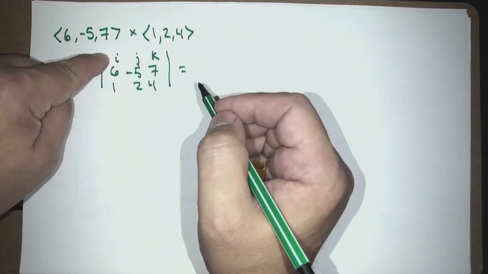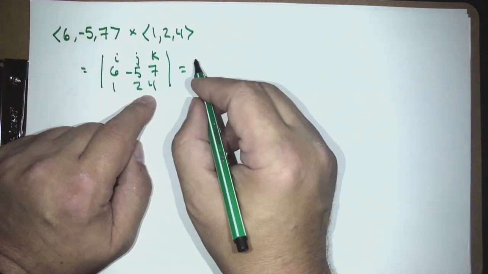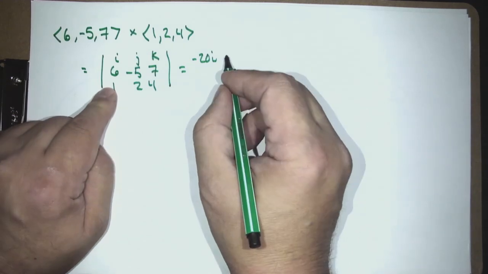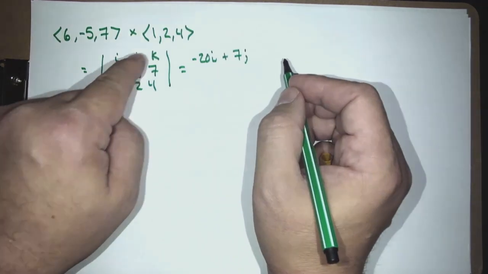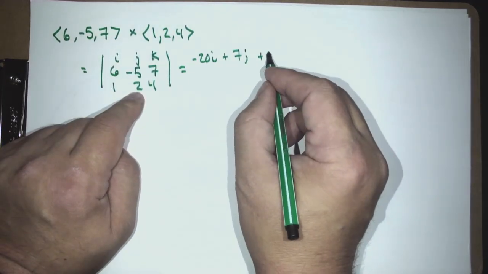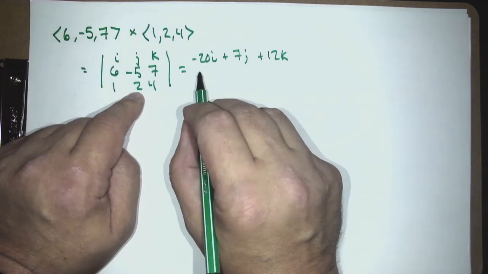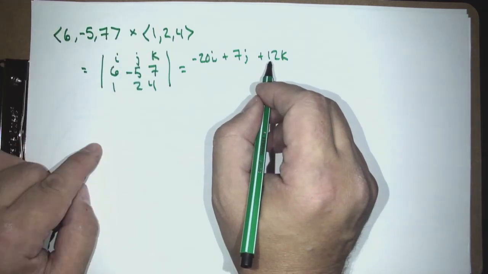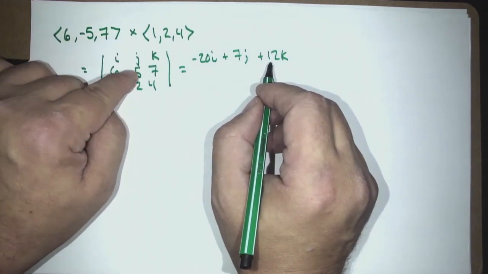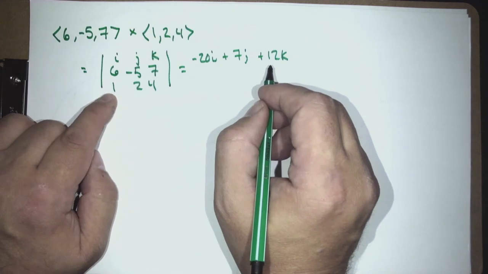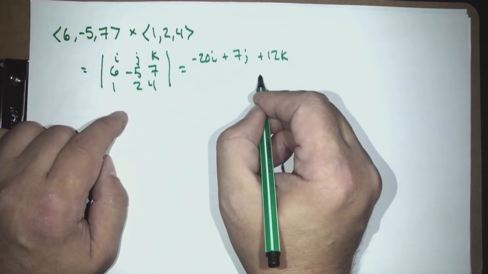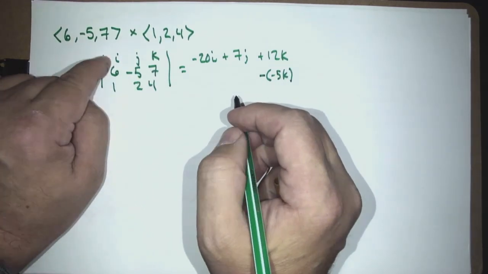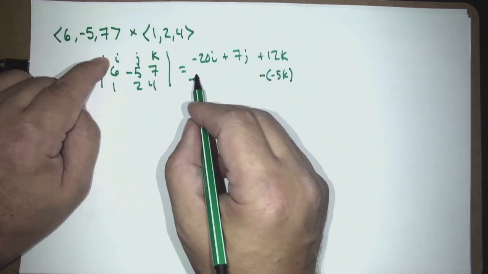And so, I times negative 5 times 4, negative 20I. J times 7 times 1, 7J. K times 6 times 2, 12K. Any questions on where any of these came from? All right, we did the downs. Now the ups. 1 times negative 5 times K. It's minus 5K, but we're going to subtract that. 2 times 7 times I, 14I, but we're going to subtract that.